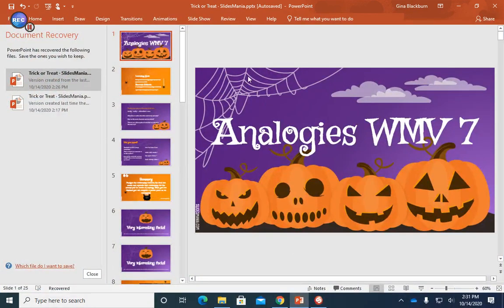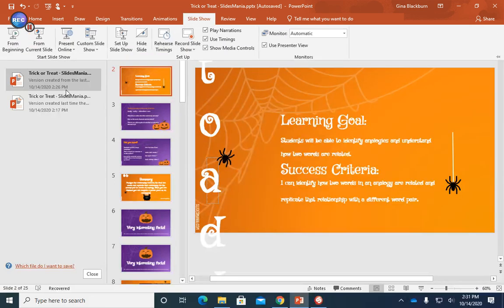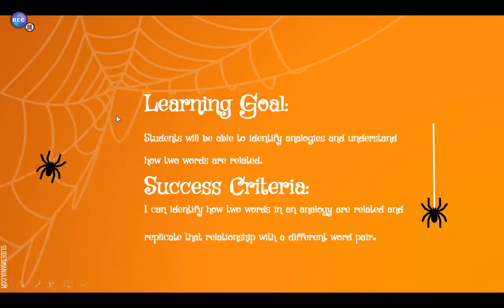Let's go ahead and begin. You can see analogies, word meaning and vocabulary number 7. Our learning goal will be the same as yesterday's. Students will be able to identify analogies and understand how two words are related. The success criteria: I can identify how two words in an analogy are related and replicate that relationship with a different word pair.